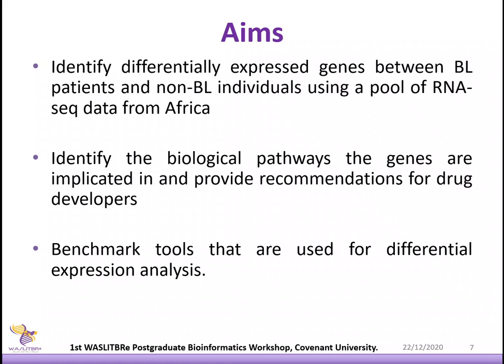Okay, so my main goal was to identify differentially expressed genes between Burkitt lymphoma patients and non-Burkitt lymphoma individuals using a pool of data from Africa. And my other aim was also to find the biological pathways the genes are implicated in, and this will serve as a guide for drug designers to develop something to cure Burkitt lymphoma. I also used data from this work to benchmark tools that are used for differential expression analysis.